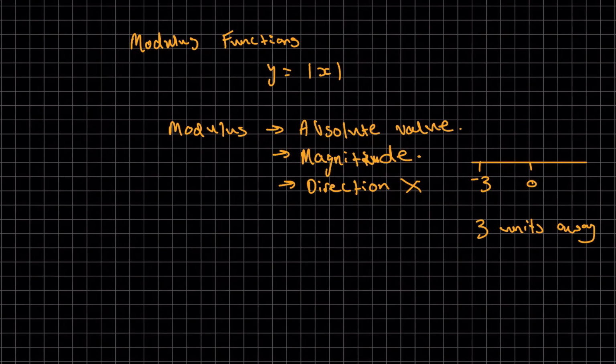So what this means is that if we're asked to find the modulus of -3, well, this will simply be 3. Similarly, if we're asked to find the modulus of -4, this would simply be 4. If we're asked to find the modulus of 2, well, 2 would be here on a number line, and it's simply 2 units away from 0. We don't care about the direction. All we care about is that it's 2 units away from 0. Its magnitude is 2.